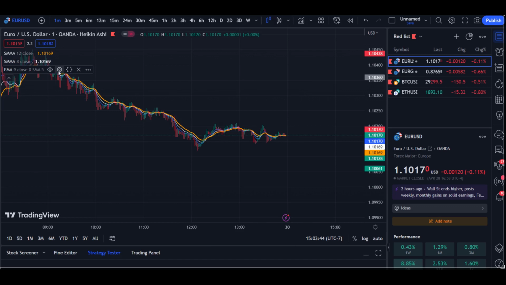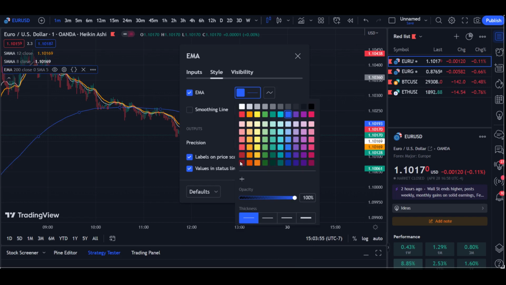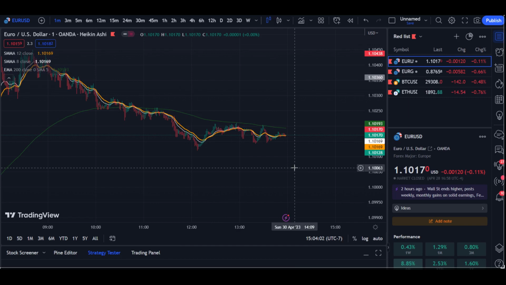For the EMA, go on over to settings. I'm going to change the length to 200. You can leave the color if you would like, but I normally change mine to green. So at this point, your chart should look something similar to this.